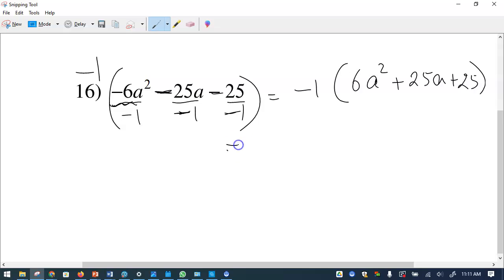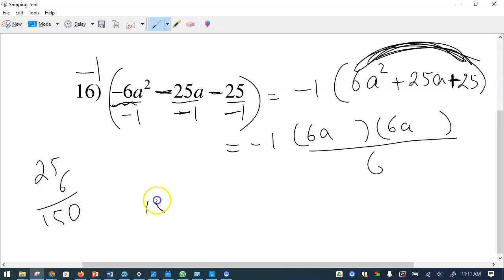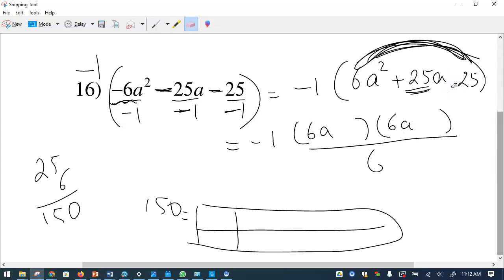And now you write down this as -1, and again the same story, 6a, and divide by 6. And there is a plus sign, so you are looking up two pair of factors that, so you multiply 6 and 25. What is 25 times 6 will be 150, and you have to split 150. What are the factors of 150, so that when you add up, you get 25? I'm sorry, this is minus, right? Oh, this is plus sign.